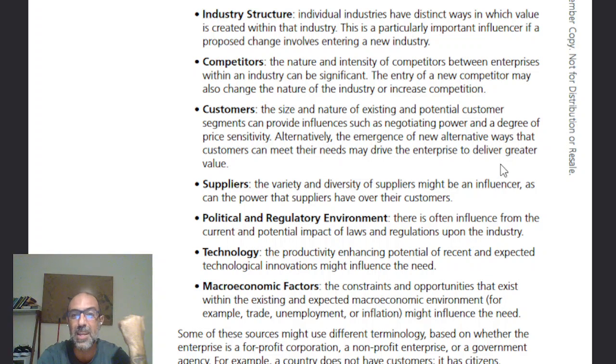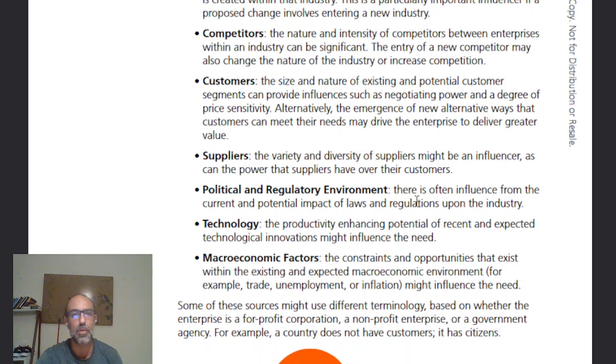Competitors. The nature and intensity of competition between enterprises within an industry can be significant. The entry of a new competitor may also change the nature of the industry to increase competition. Customers. The size and nature of existing and potential customers. Like if you're working with customers that are 1 million people that pay $5, versus if you're working with 1,000 people that pay $100,000.